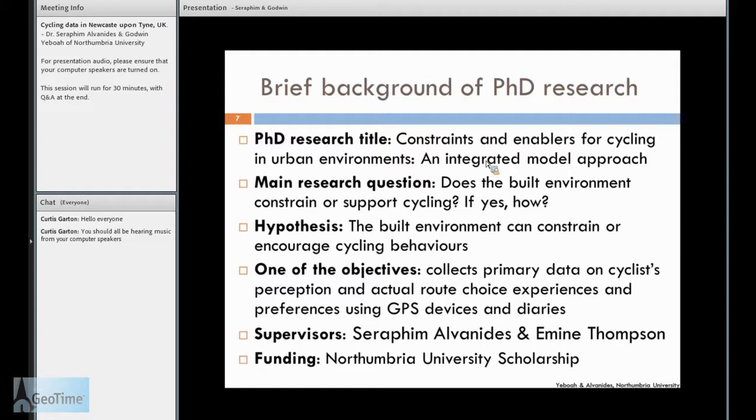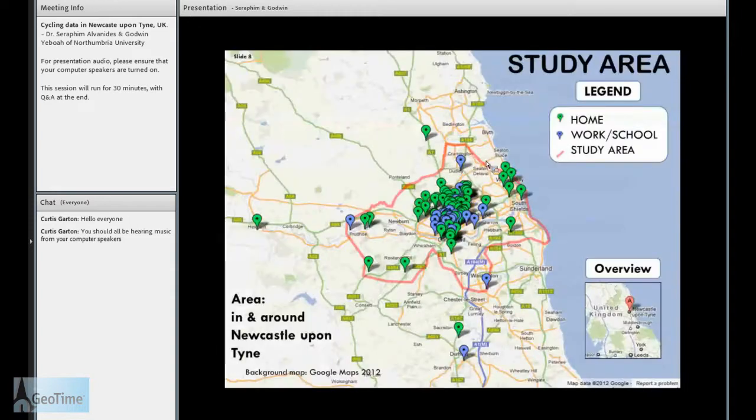The supervision team is made up of Dr. Seraphim Alvanides and Dr. Imani Thompson, and the work is being sponsored by Northumbria University. What you see is the study area, which is around Tyneside conurbation in the northeastern part of England. The green and the blue dots show some of the home or school locations of participants.